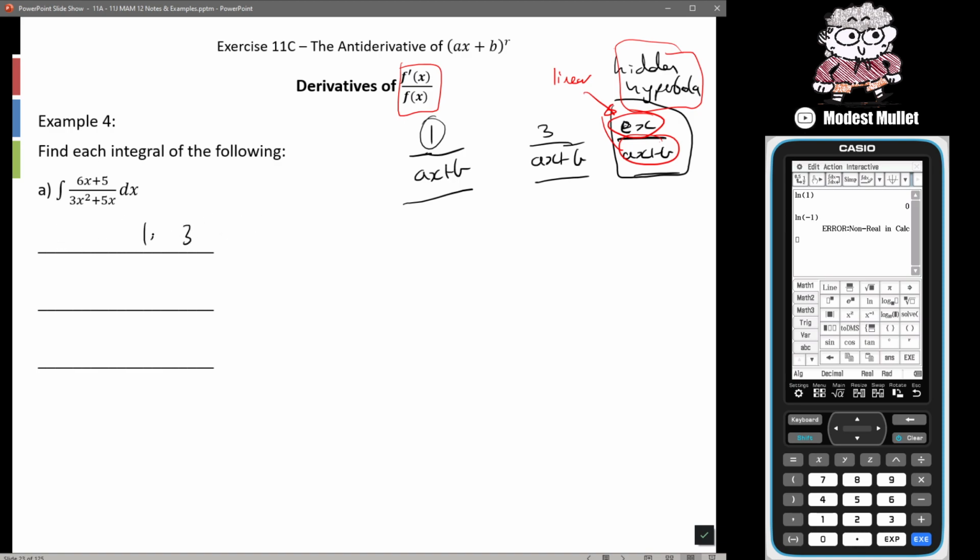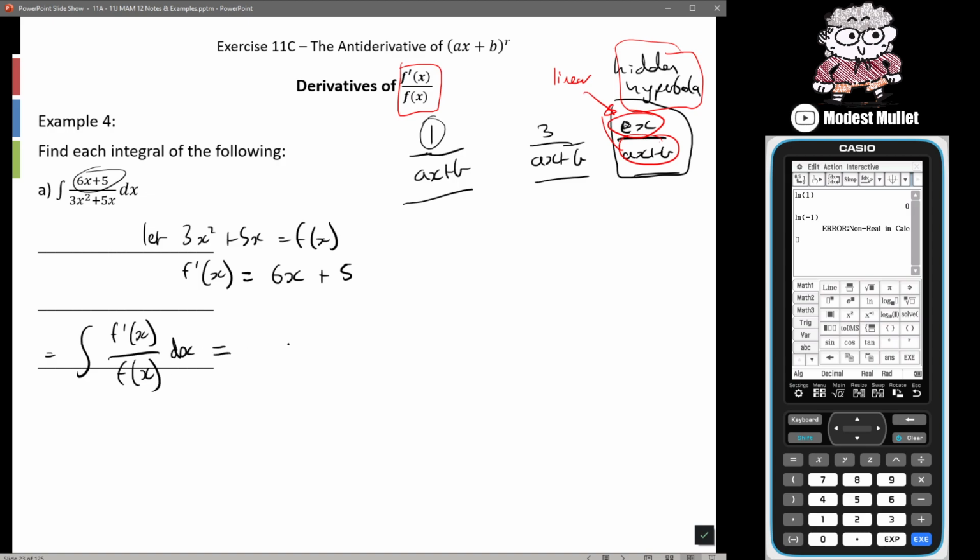Okay, let's do a check. Let 3x squared plus 5x equal f of x. It turns out that f dash of x, if we differentiate, we multiply by the power and then take one from the power, so we get 6x plus 5. That happens to be what's on top, so this integral of f dash of x on f of x dx must be equal to the log base e magnitude of whatever was in the bottom, 3x squared plus 5x, plus c.